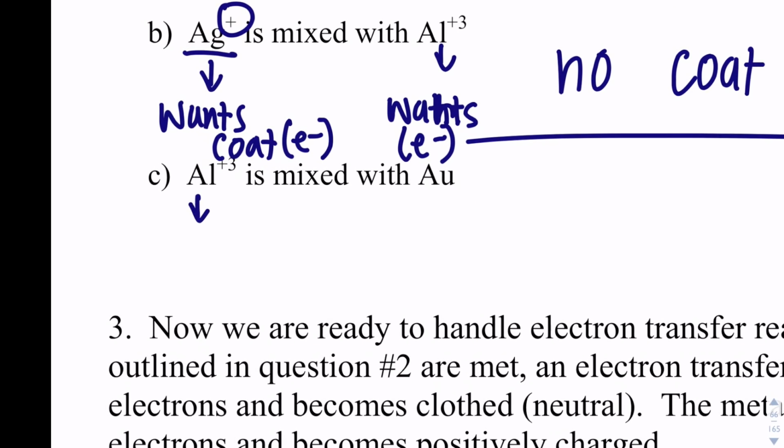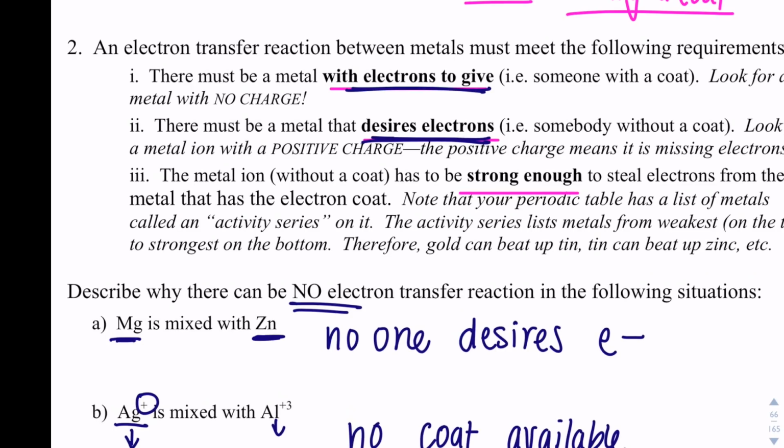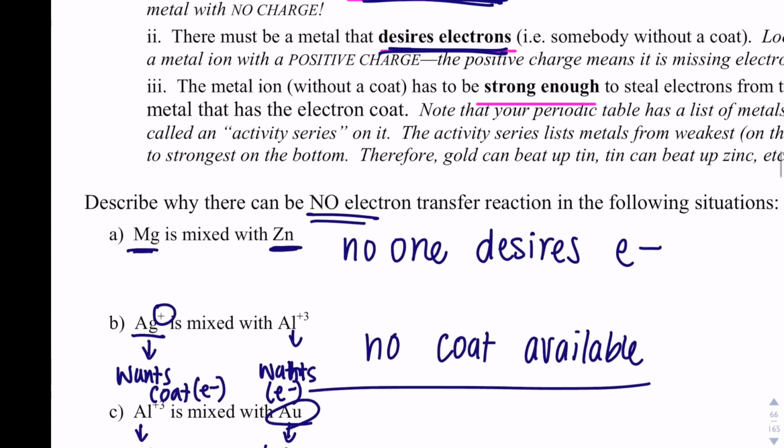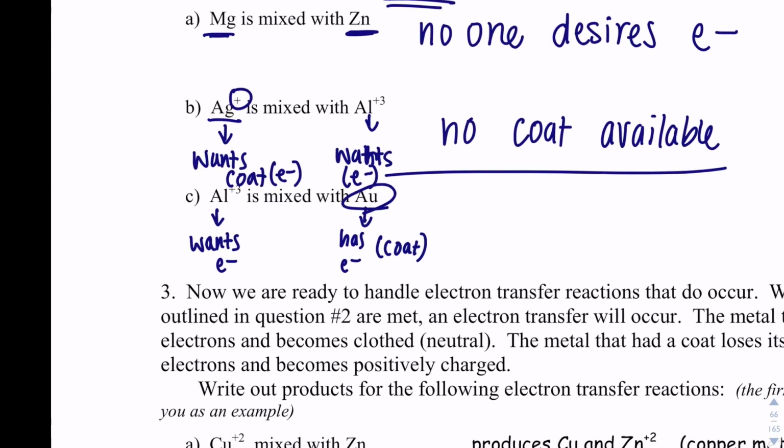Okay, last one. We have aluminum, which wants electrons. We have gold, which has electrons, has a coat. So that fulfills our first two requirements. There must be a metal with an electron to give away. Gold has the electrons to give away. It's neutral. And there must be a metal that desires electrons. Aluminum 3+ wants electrons because it is an ion. It's lost its coat. So check, check.